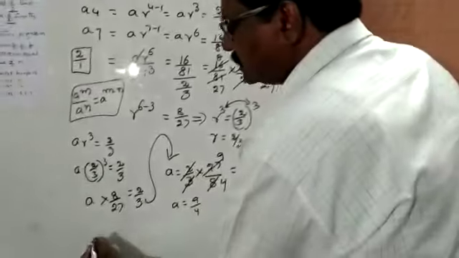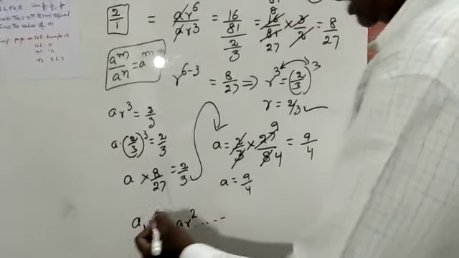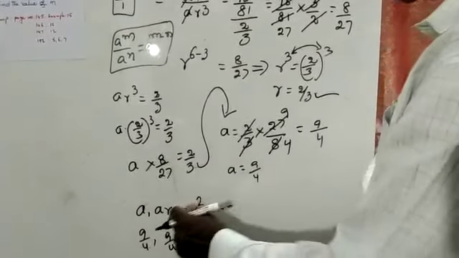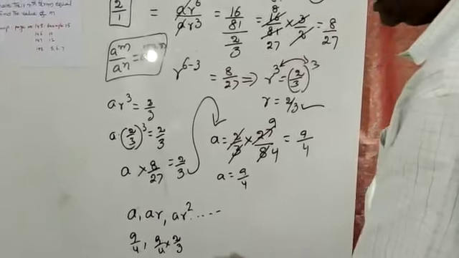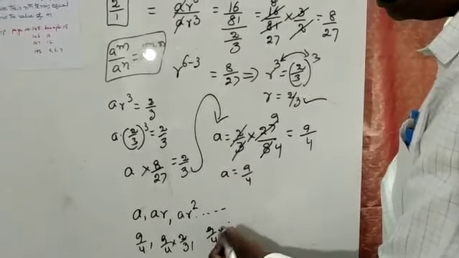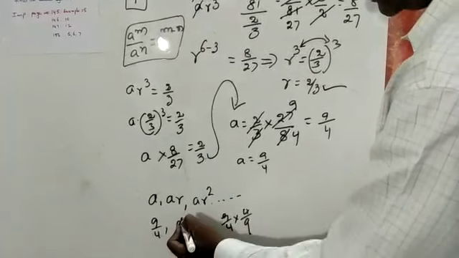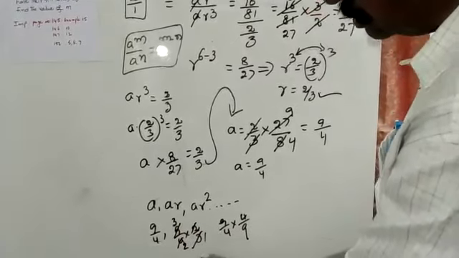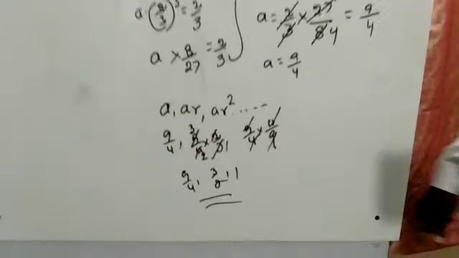And the geometric series in general form is A comma AR comma AR square, and so on. A means how much? 9 by 4 comma 9 by 4 into R, where R is 2 by 3, comma AR square. A is 9 by 4, R square is 4 by 9. So this is equal to, with cancellation, 3 will be cancelled 3 times, 2 will cancel 2 times: 9 by 4 comma 3 by 2 comma 1. This is the geometric progression.